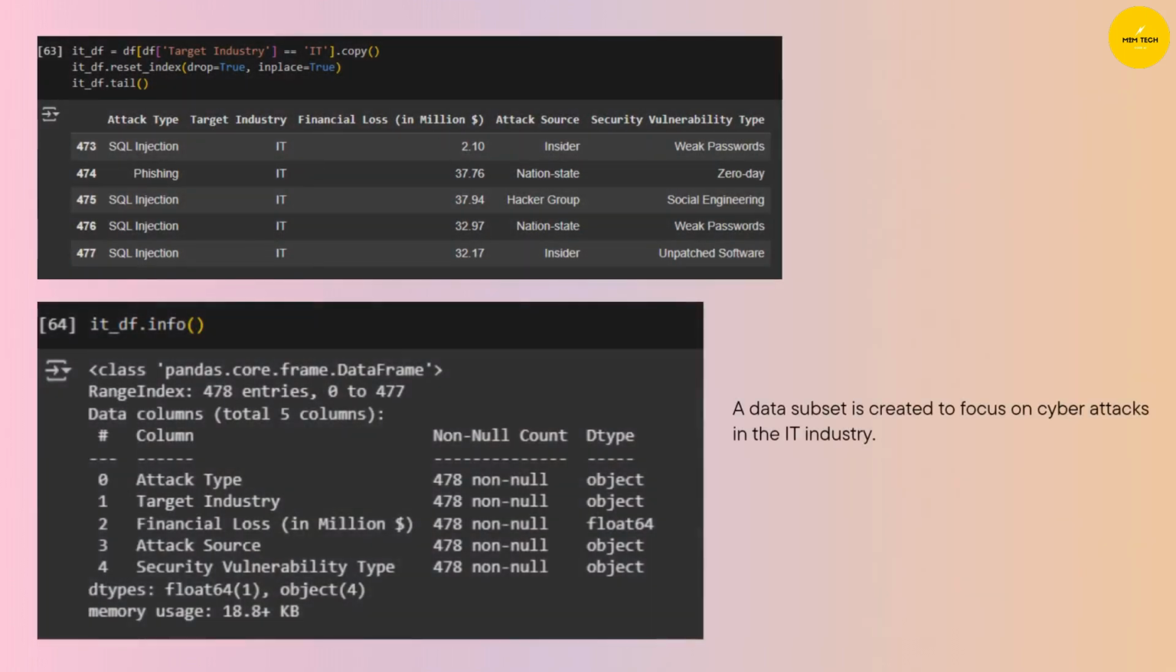Now, because that is my focus, I decided to create a data subset to focus on the cyber attacks for them. So what I did here was create a copy of the entire data set with only the rows that contained the IT industry. And I checked the tail end to see the number of entries, which gave me 477. But to be sure I had the complete number, I did an info check and it gave me 478 because most data sets start at zero instead of one.